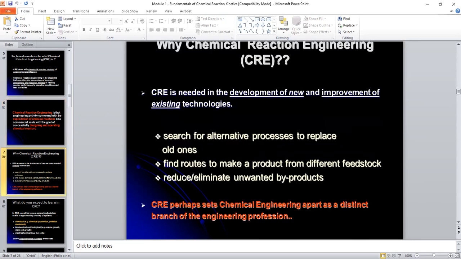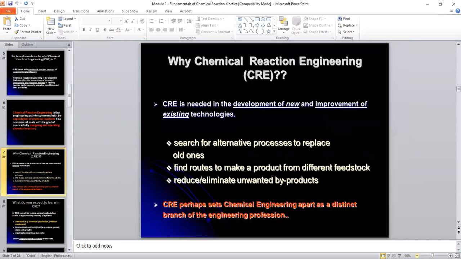Now, why chemical reaction engineering? So this particular part of the slide tells of the significance of chemical reaction engineering. Why study it? So chemical reaction engineering is needed in the development of new and in the improvement of existing technologies. So either we develop something new, totally new, something novel, not existing before, or we improve something that has been made already. So how do we accomplish this development of new technologies or improvement of existing technologies?